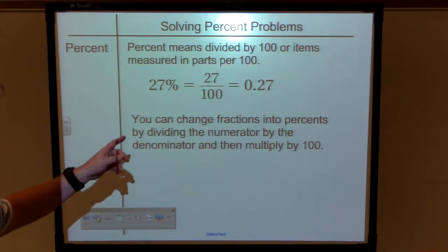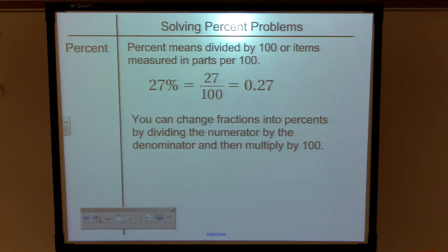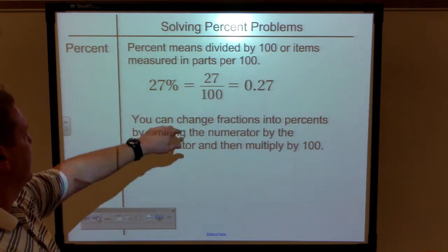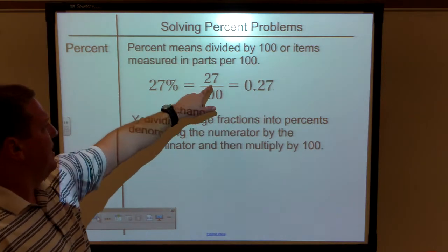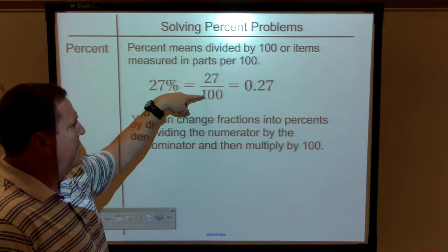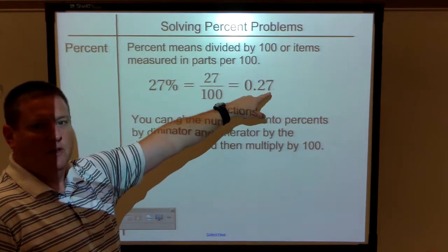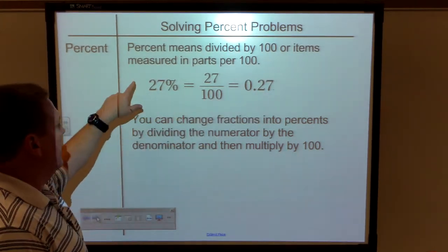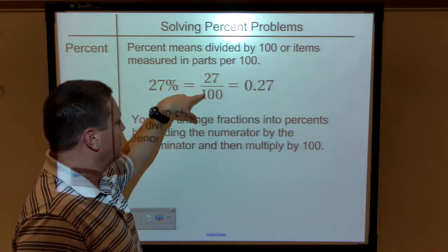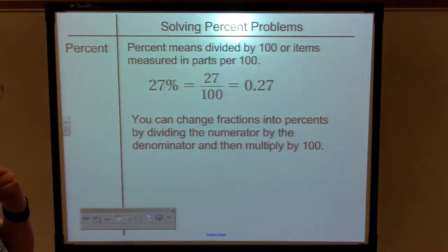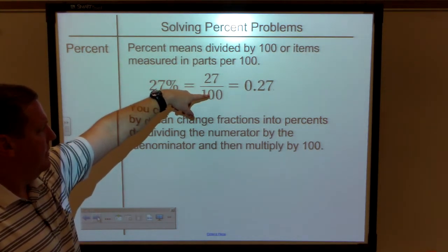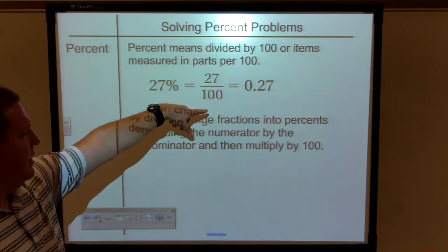First of all, let's talk about what a percent is. Percent means divide by 100, or it also means items measured in parts per 100. If we have 27%, that means 27 out of 100. We can also take the top number divided by the bottom number and turn it into a decimal. So 0.27 is also the equivalent of 27% because this is 27 hundredths. You can change fractions into percents by dividing the numerator by the denominator and then multiply it by 100.